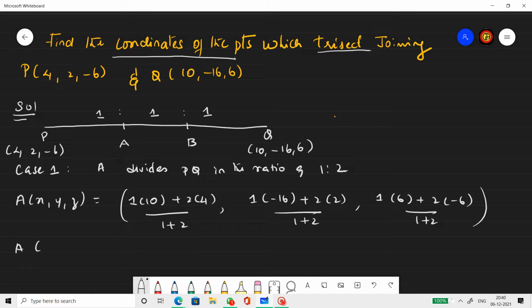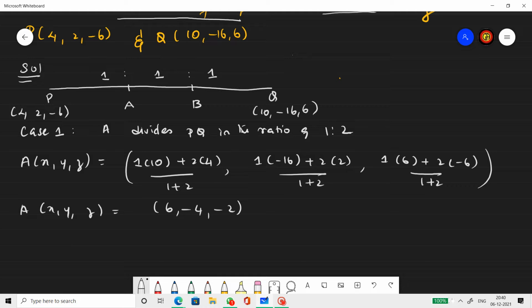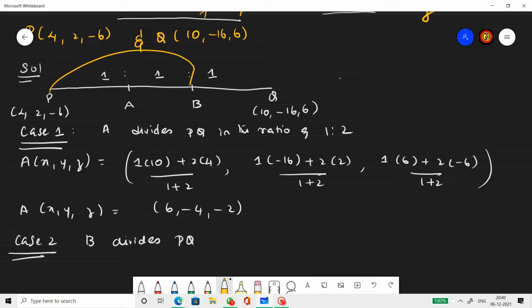So once you simplify, you will find that the answer is A as 6, minus 4, minus 2. So this is the point A that divides PQ in the ratio of 1 is to 2. Now case 2. So this is case 1 and case 2. Here B divides PQ in the ratio 2 is to 1.